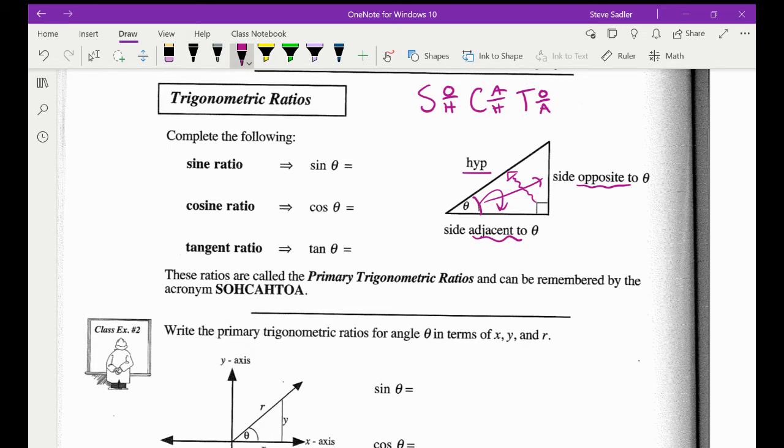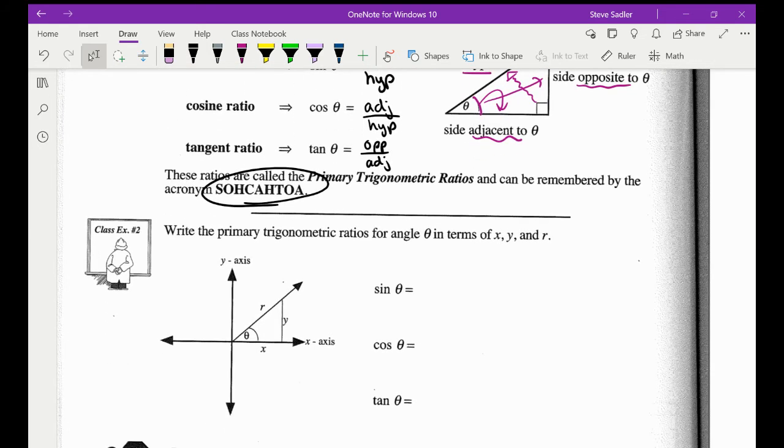So you remember SOHCAHTOA. That means sine is opposite over hypotenuse. Cosine is adjacent over hypotenuse. And tan is opposite over adjacent. TOA. Tan is opposite over adjacent. These are called the primary trigonometric ratios, and we can remember them with SOHCAHTOA.